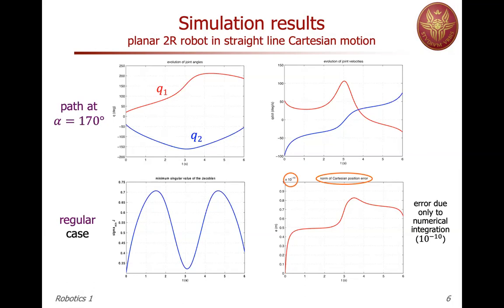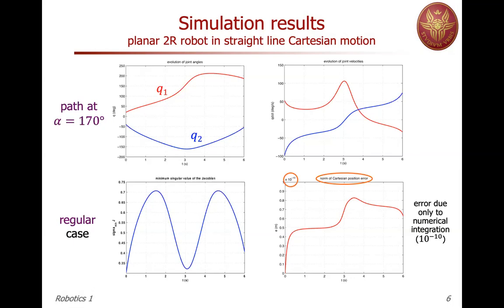So you see that the two joints are moving, Q1 and Q2. On the top right figure, you see the velocities, so Q1 dot and Q2 dot, which are continuously computed through inversion of the Jacobian. And you can recognize that right at the center of the motion, around 3 seconds, there is a sudden increase of the velocity of joint 1, which corresponds to this rotation of the structure around the origin. Now, on the bottom part, there are two other plots that need to be explained.